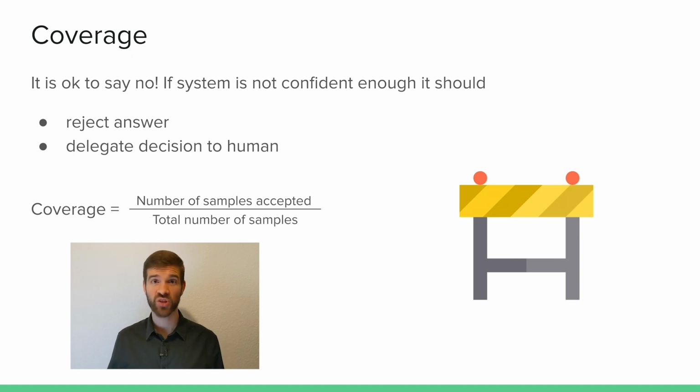And if the system is not confident enough to give a prediction and to state a clear output, it should be allowed to reject giving an answer, saying, okay, please, human, this thing is too hard for me. You have to take over.